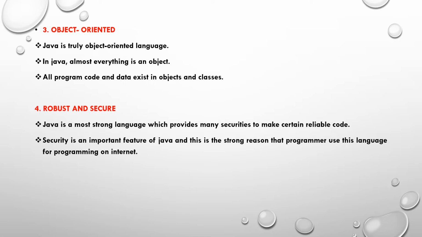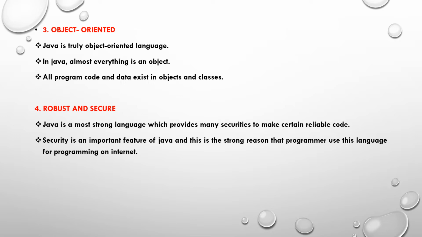Then go to the third feature, object oriented. Already we know the concept of Java. It is a truly object oriented programming language. Java has many object oriented concepts like class, object, encapsulation, abstraction, dynamic binding, polymorphism, etc. In Java, almost everything is an object, because a program can be divided into a number of sectors in the object oriented concept. All of that we can call an object. All the program code and data exist in the objects and also the classes.